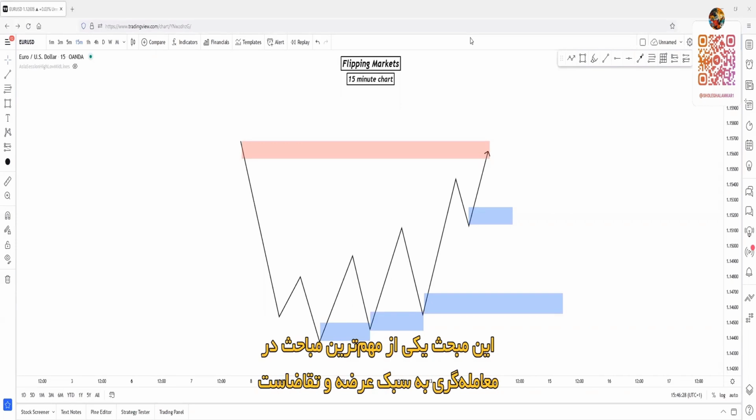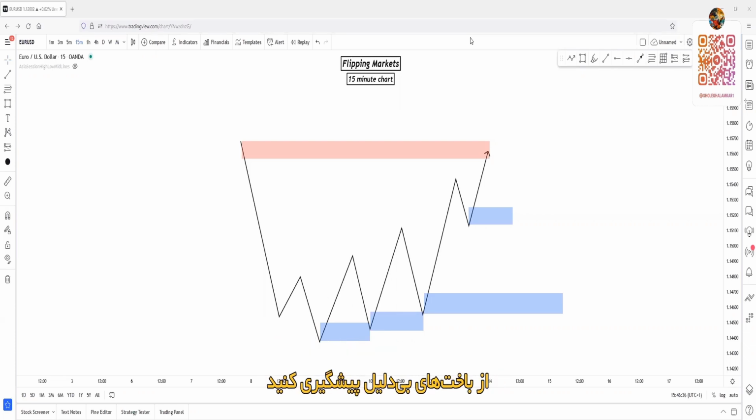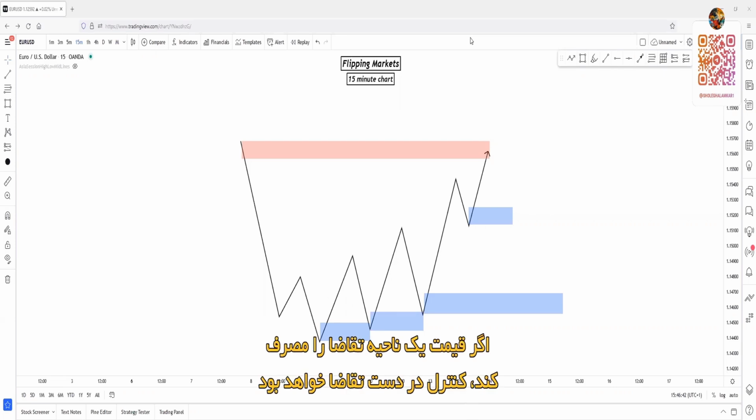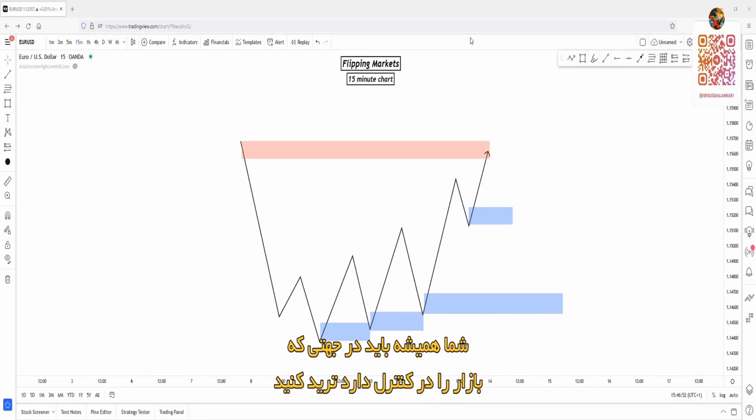This is one of the most important things to master in supply and demand trading. Understanding if supply or demand is in control can help you avoid a lot of unnecessary losses. How does this system work? It works based on simple mitigations. If price mitigates a demand zone, demand will take over control from supply. If price mitigates a supply zone, supply will take over control from demand. You always want to trade the controlling side of the market.